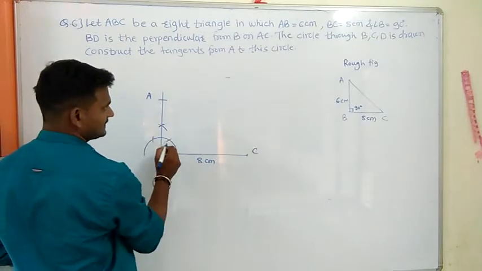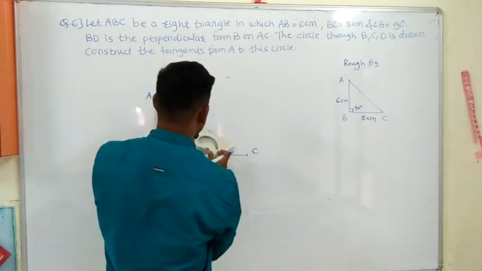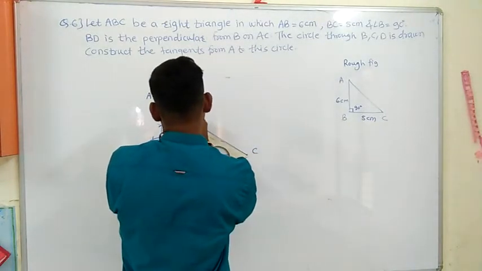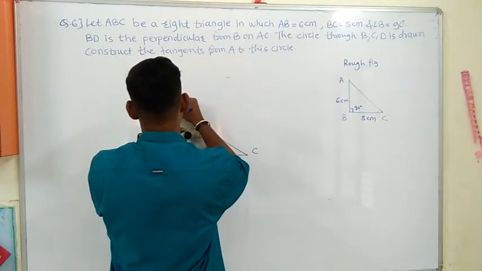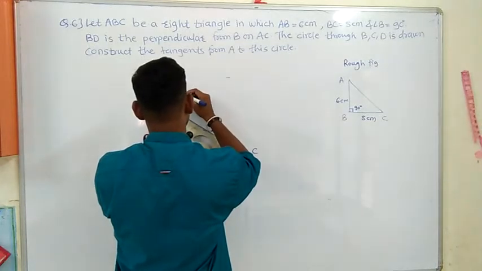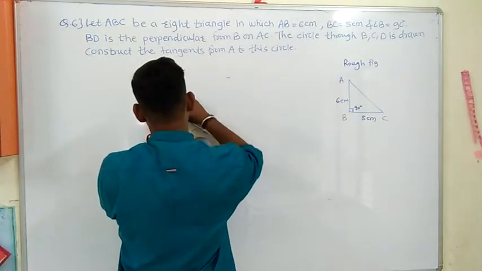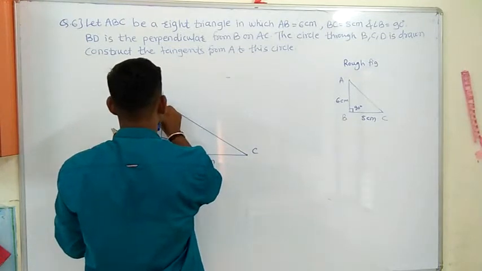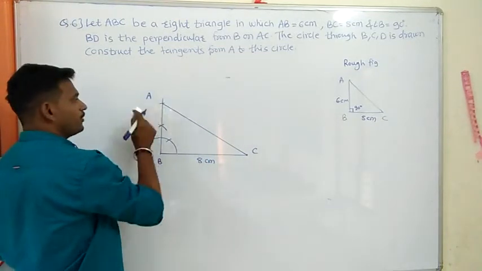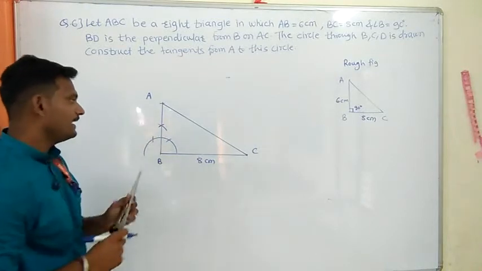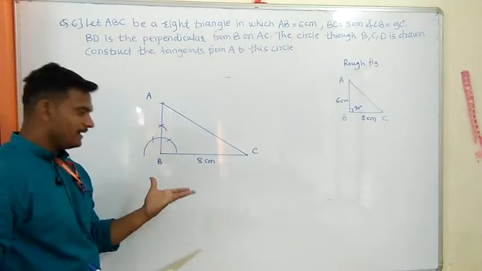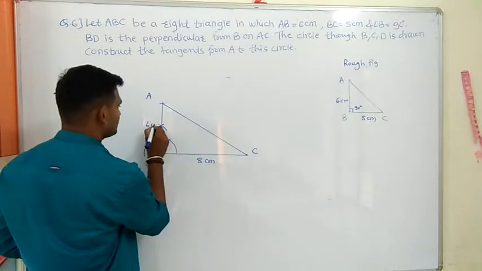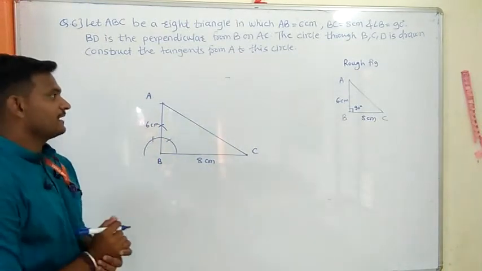This distance is 6 centimeter we got, and now join AC. Now join the point A and C. Okay, this is the point A and C. We got a triangle ABC. This distance is equal to 6 centimeter.